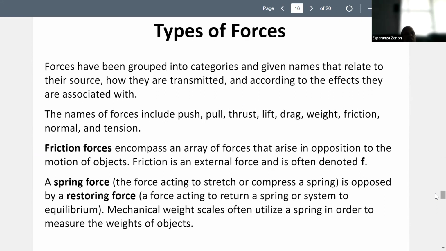Types of forces. In using Newton's laws, you'll come across different types of forces. We categorize forces based on how they're transmitted and what kinds of effects they produce. Pushes and pulls all fall into the category of a push or pull. It's just that we sometimes give names that are a bit more descriptive than just push or pull.